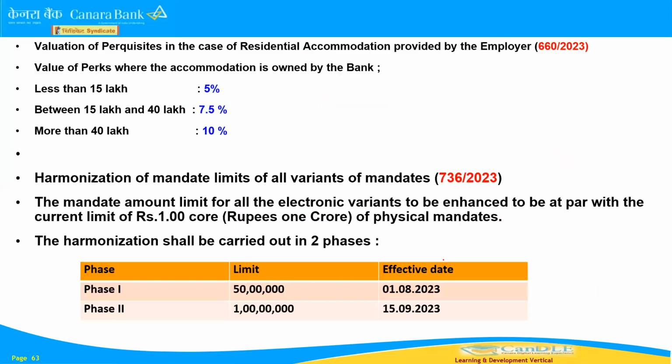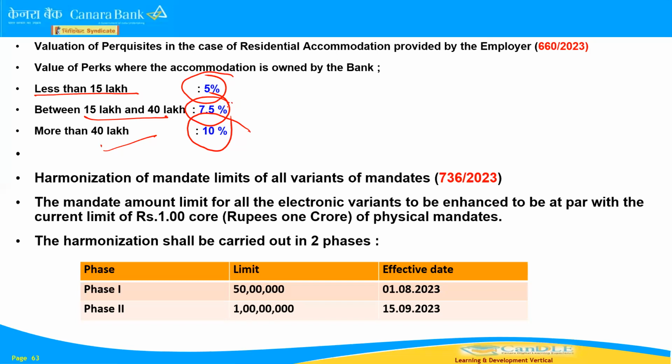Value of perquisite. When residential accommodation is provided by the employer, the perks we are taking are being taxed. Less than 15 lakhs, 5%; 15 to 40 lakhs, 7.5%; more than 40 lakhs, 10%. This is the value of perquisite in case of residential accommodation provided by the bank.